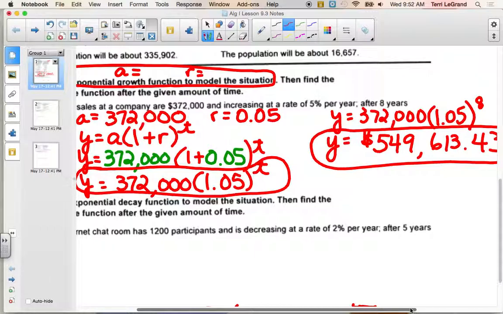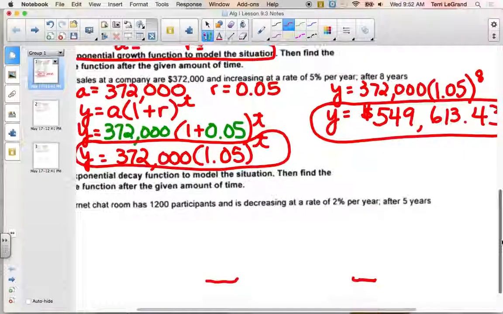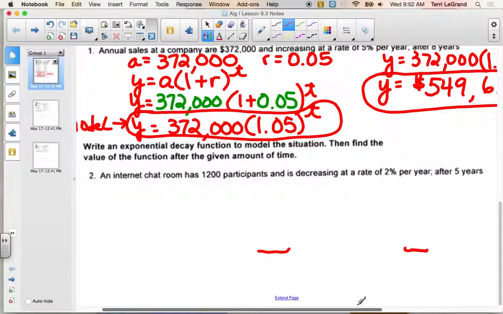So if I said to you that the b value for an exponential function was 1.2, what would the r value be? What would the rate have been? 20%, because it's 1.2, so 0.2 got added to 1, and 0.2 changed to a percent is 20%. So that would mean there would have been a rate of 20% growth going on there, okay? Okay, let's go look at an exponential decay one now.